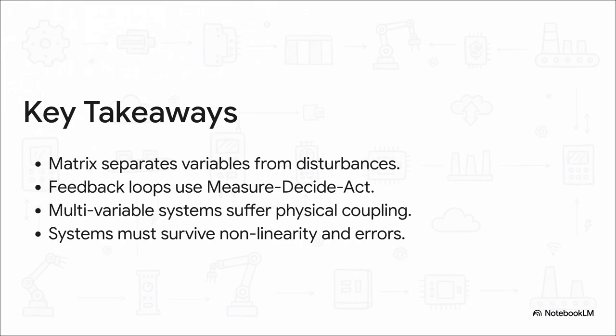Let's quickly review our key takeaways from today's explainer. First, always use a process matrix to clearly separate what you can control from your disturbances. Second, remember that closed feedback loops use the measure, decide, act sequence to constantly self-correct. Third, multivariable systems like our mixing tank suffer from physical coupling. Always remember the shower analogy. And fourth, real-world systems must be intentionally designed to survive mathematical modeling errors and physical nonlinearity.